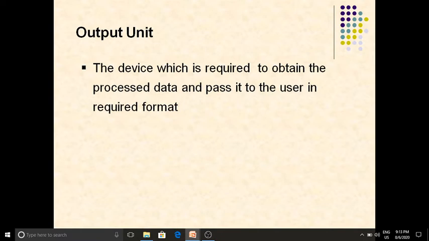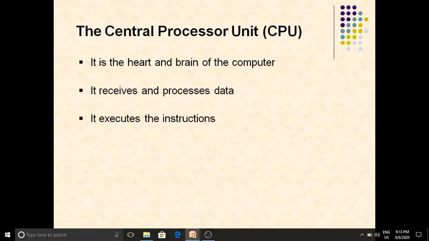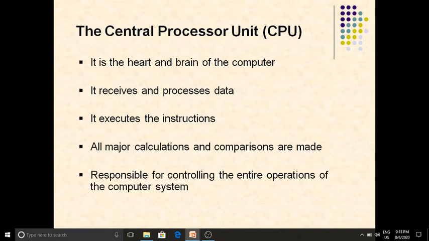Okay students, now let us proceed to the next slide. So what is this one? We have seen what is an input unit and what is an output unit. And the other part of a computer system is the central processing unit. So what is this CPU, central processing unit? It is the heart and brain of the computer.